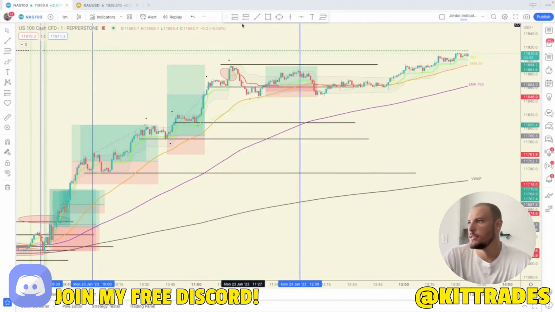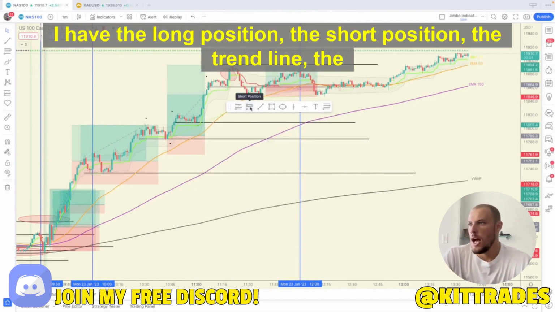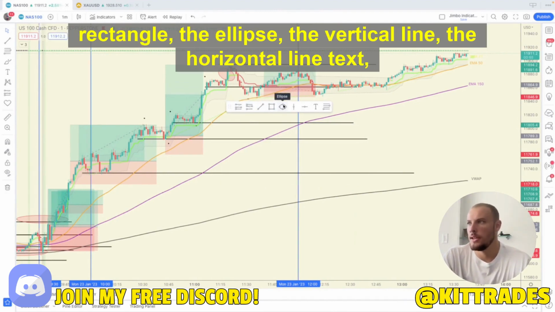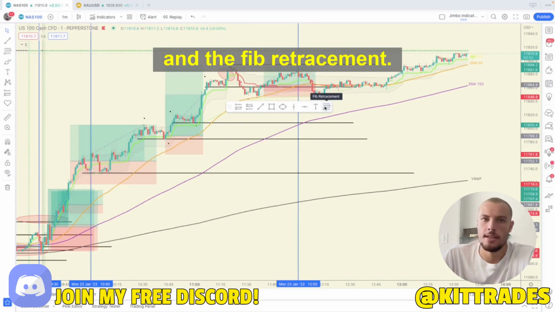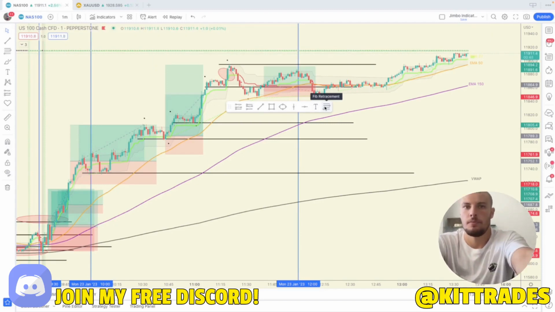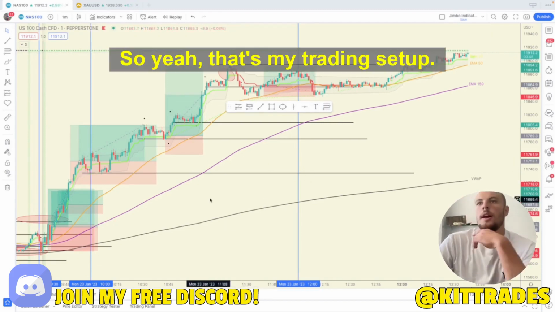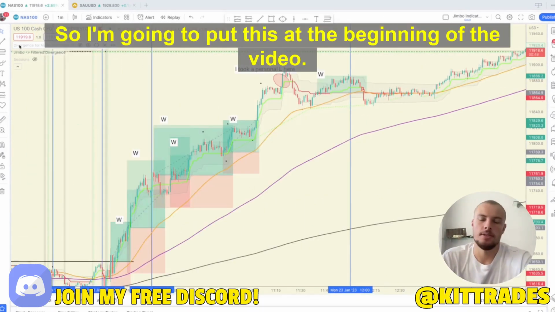So those are my TradingView settings. Additionally, I have my little favorites bar here. I have the long position, the short position, the trend line, the rectangle, the ellipse, the vertical line, the horizontal line, text, and the fib retracement. So yeah, that's my TradingView setup. Very simple. So I'm going to put this at the beginning of the video.